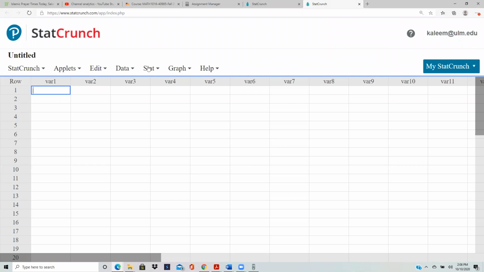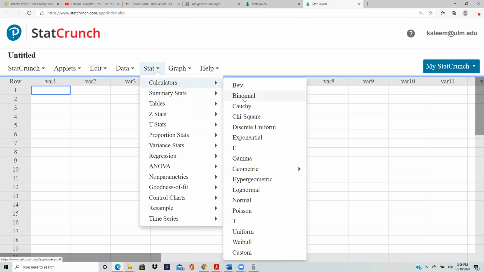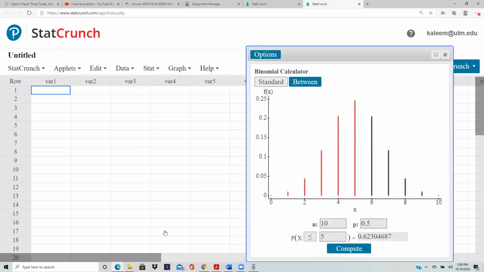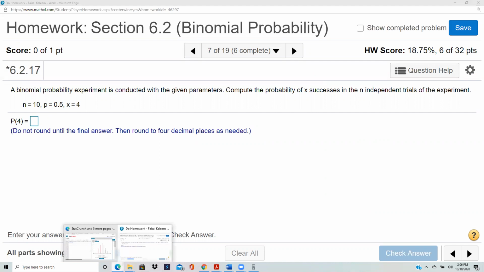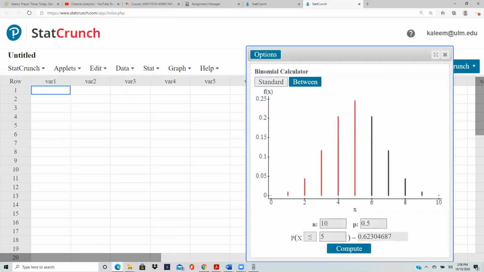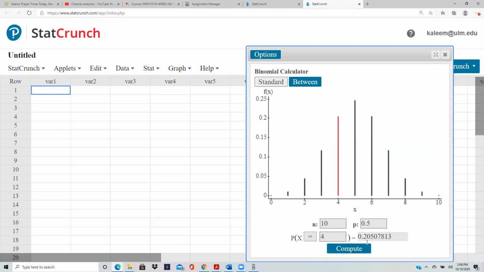So to do binomial calculations on StatCrunch, you do Stat, Calculator, Binomial. And here n was 10, p was 0.5, and x was 4. So you have to select the correct sign also. And then the probability would be 0.2051.